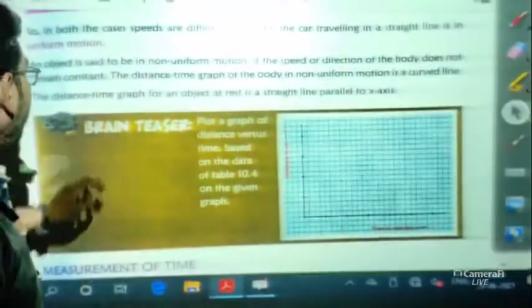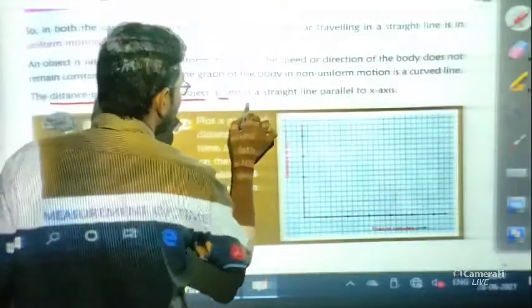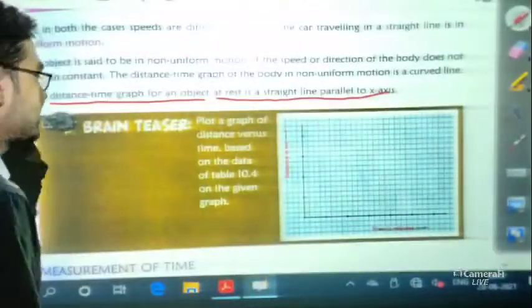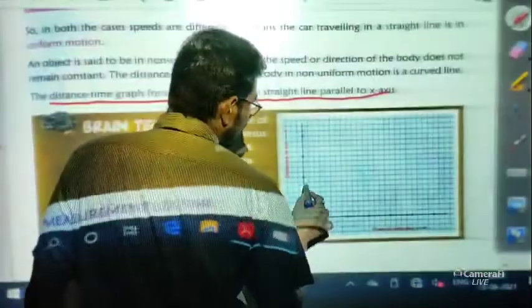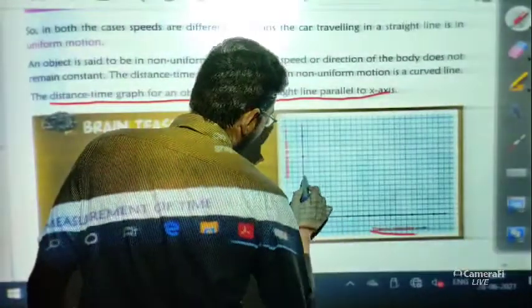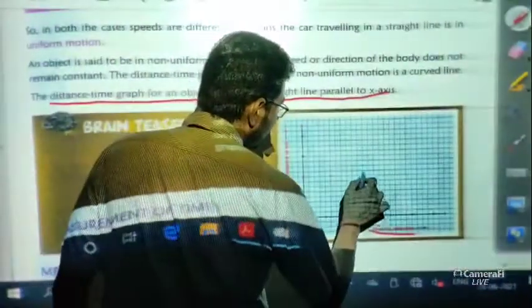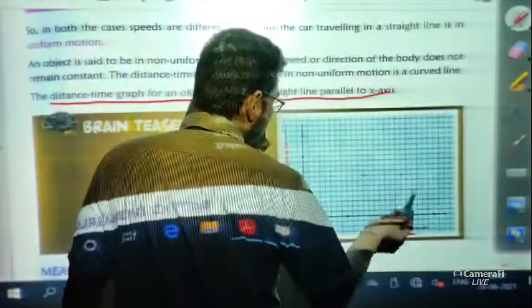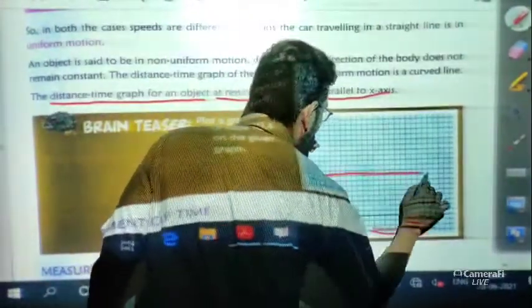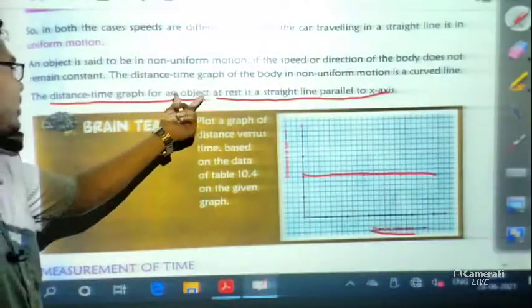Now let me tell you one very important thing that is written: the distance time graph for an object at rest is a straight line parallel to the x axis. The object is at rest. So if the object is at rest, time goes on. Here we have taken time. From 9 am the object is here, 9:15 the object is here, 9:30 the object is here, 9:45 the object is here, because the object is at rest. So if you join the whole line, you will get a straight line parallel to the x axis. That's why it is written that the distance time graph for an object at rest is a straight line parallel to the x axis.